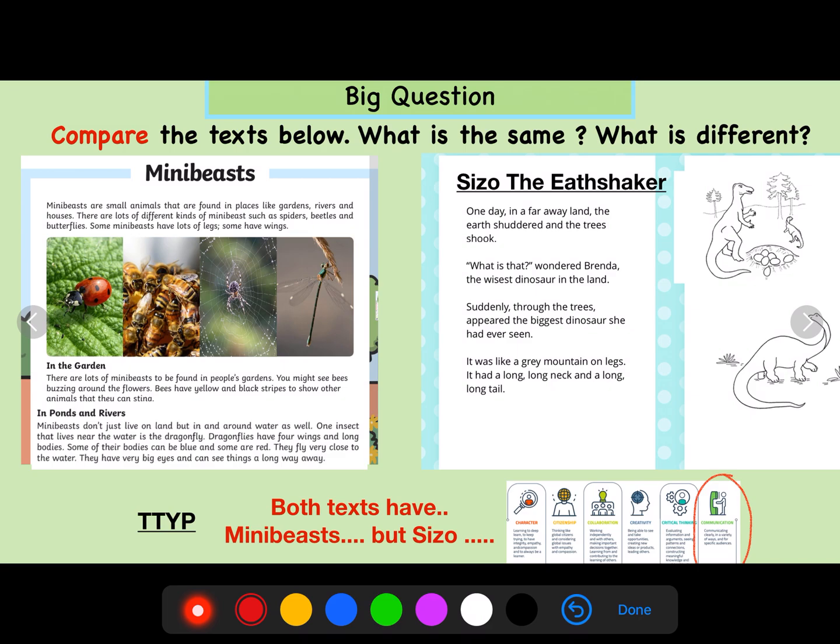Okay, today we're going to be comparing the texts below. A text is just a piece of writing. I want you to pause the video. I want you to think about what is the same and what is different. Have a look at them both. You can use these sentence starters to help you. Both texts have, Many Beasts has, but Sizo, and you can talk about what is different. Pause the video now, read the text and think about what is the same and what is different.